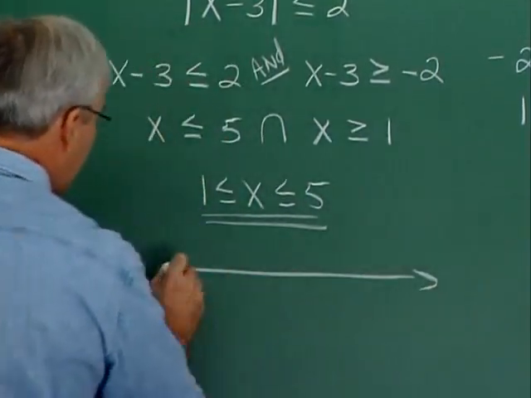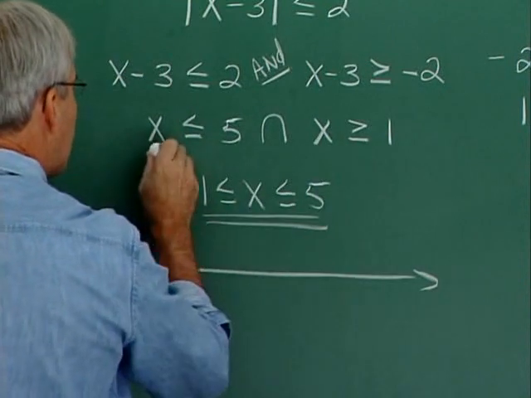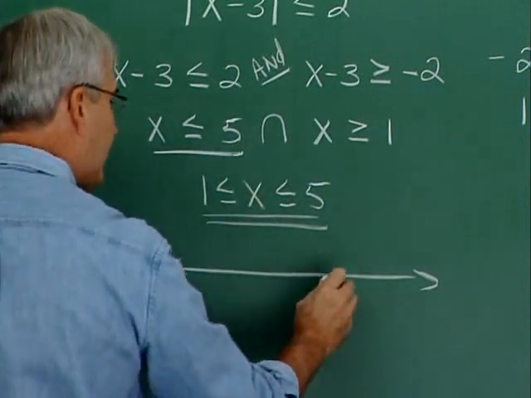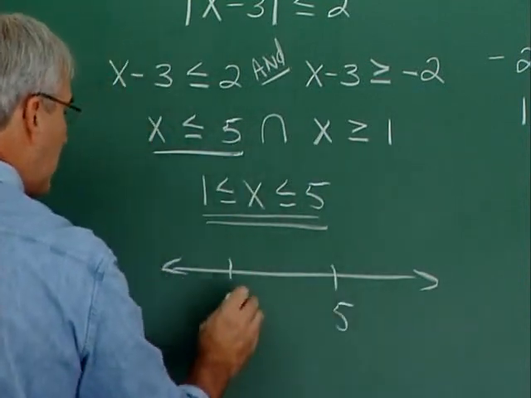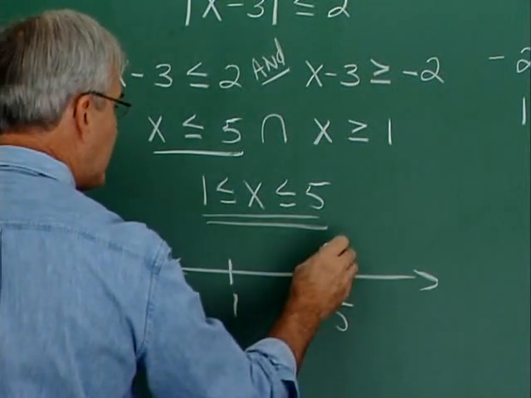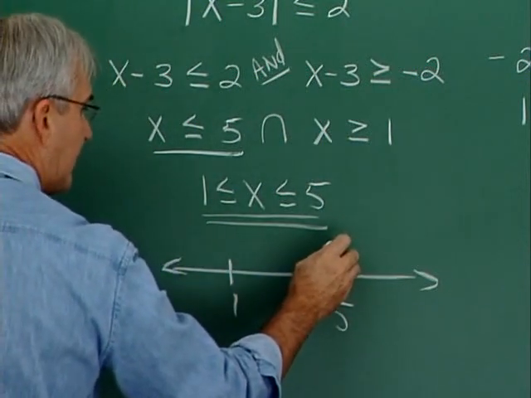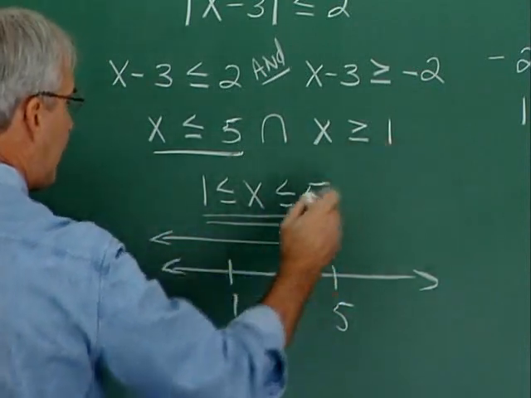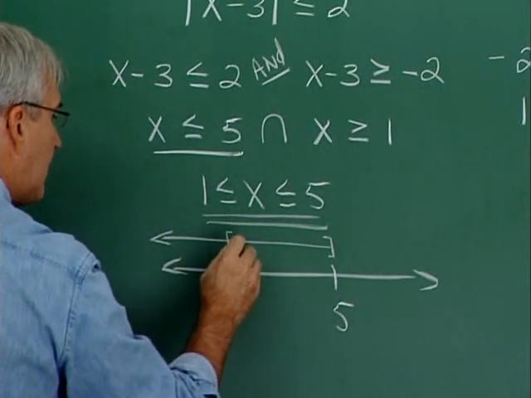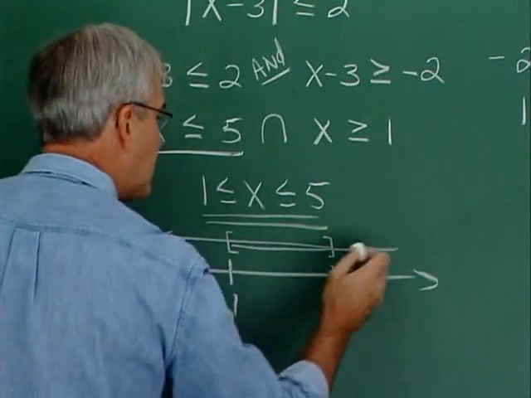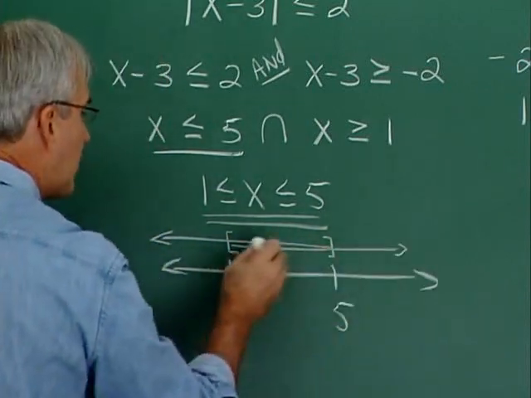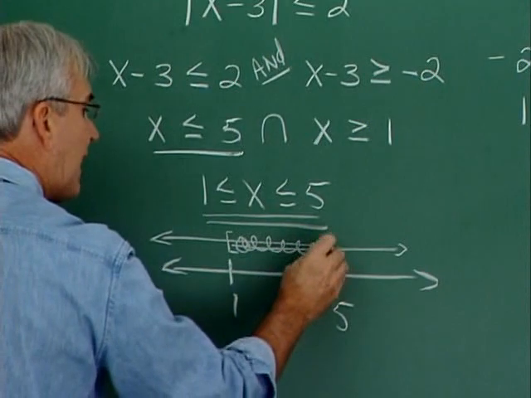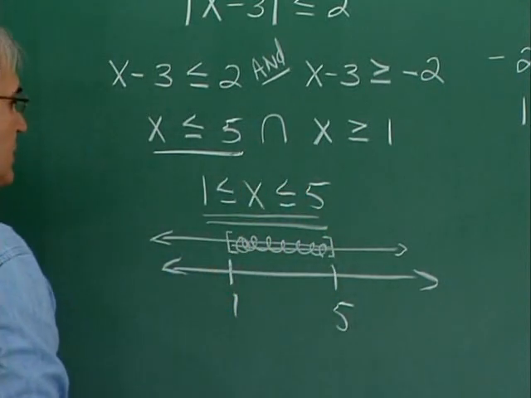If we're thinking about these two inequalities separately, x is less than or equal to 5. If 5 is here and 1 is here, then x less than or equal to 5 starts here and goes this way. X is greater than or equal to 1, starts here and goes this way. You see, so it's the intersection of those two that we're after, and that's why the intersection idea works here.